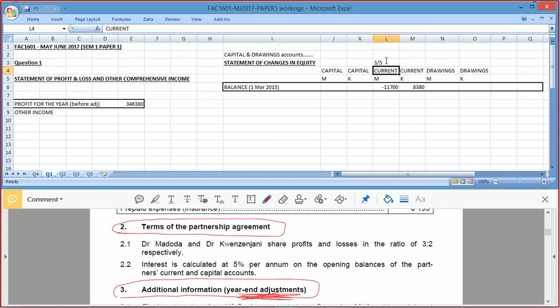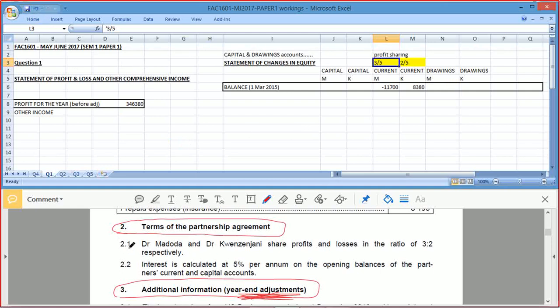3/5. How much does K get? 2/5. Right, that's important. I just read it. That's all I needed for it. It's just the profit sharing. I don't calculate anything. I don't show anything because I don't have profit yet. Once I've got the profit, then I need to split the profits.